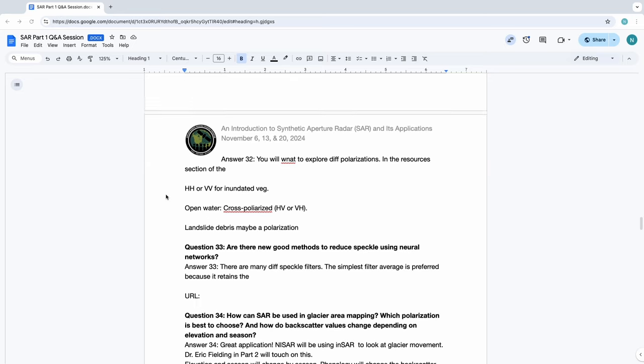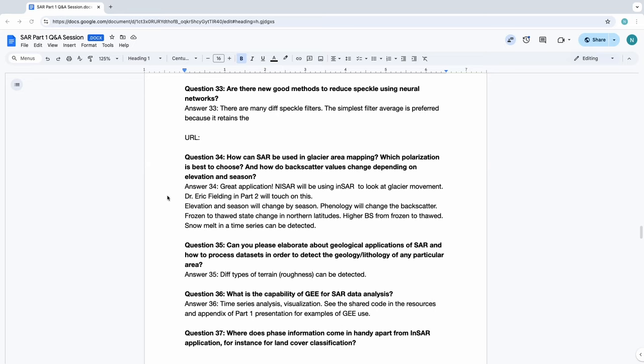Question 33, are there new good methods to reduce speckle using neural networks? Oh, that's a great question. I can tell you there are many different speckle filters and everyone has their favorites. I think it's always good for you to explore different speckle filters and see which one works best for you. I personally just like the simplest speckle filter, which is just a simple average, because I like to alter as little as possible the original values of my image. Now, are there methods to reduce speckle using neural networks? I don't know. I can look into it, and if there are any literature references, I'll be sure to post them.